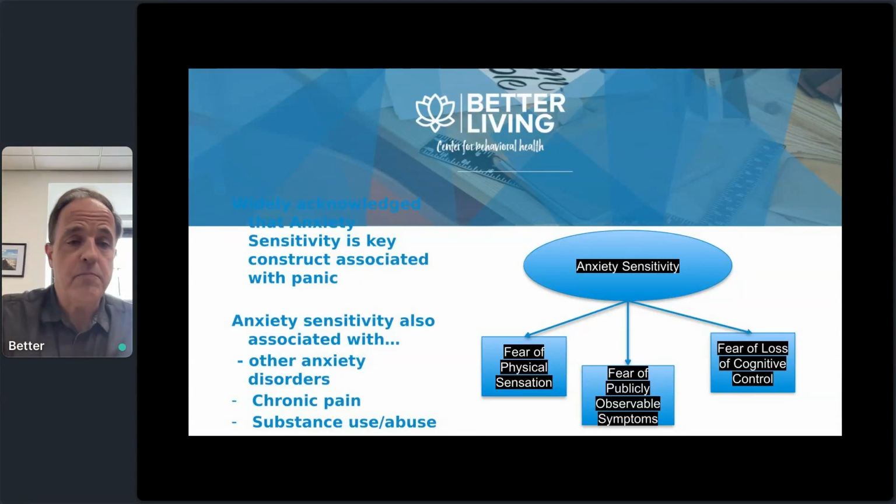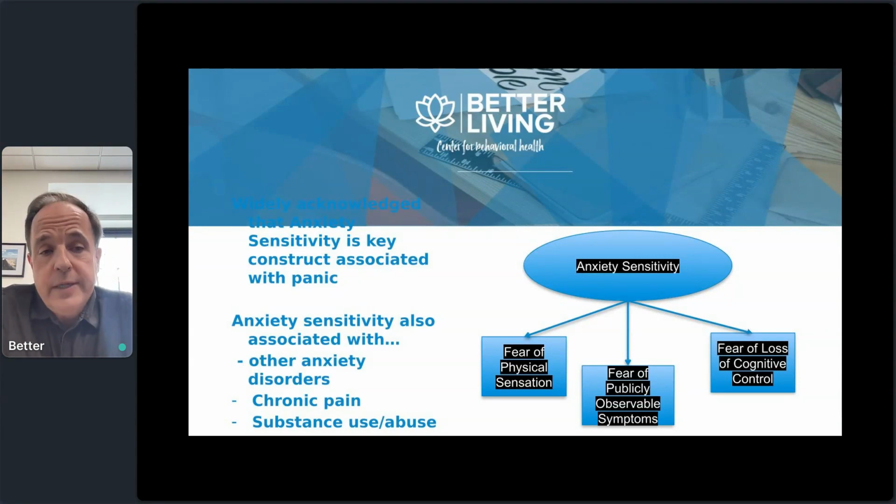As I mentioned, the most widely used instrument for this, the ASI-3, has 18 items, and it has 6 items for each of those subscales. And so you get 3 broad dimensions. They all form a total score of anxiety sensitivity, and you could track it over time.